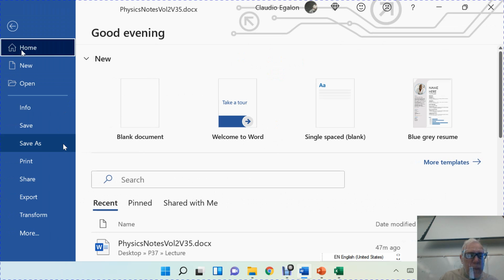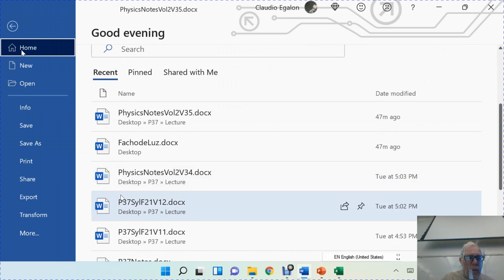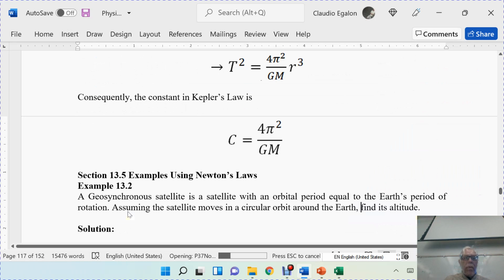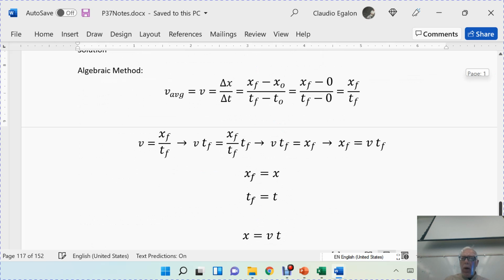Now I'm going to do it step by step. Physics notes, right in here. Okay, so we go. We're going to go to the bottom right in here. Oh gosh, what a slow computer.